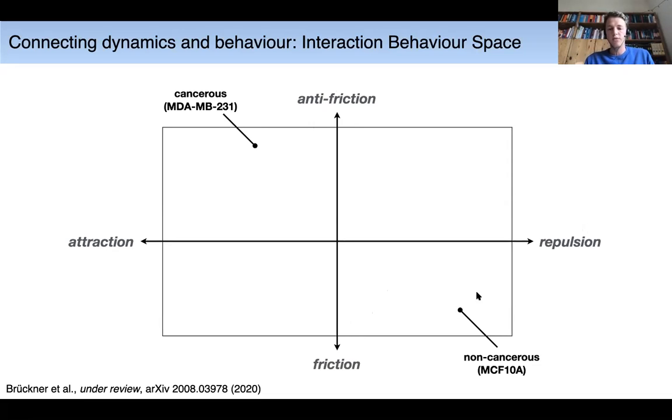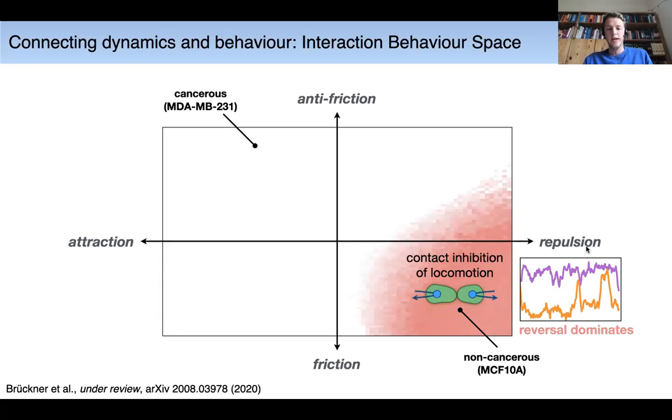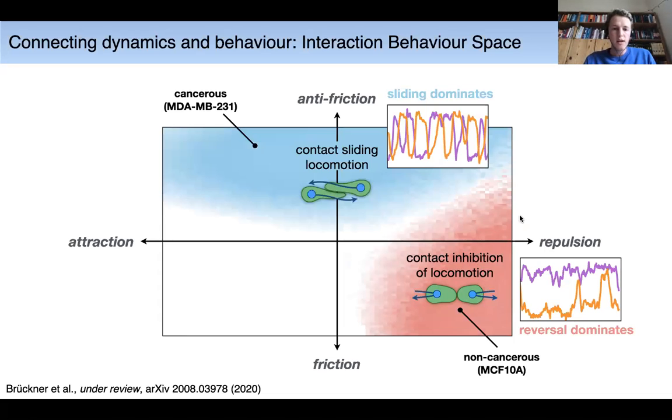And so we could actually run simulations with, for example, combining a frictional and a repulsive interaction. And in all these cases, we find that reversal events dominate this entire region here. And so we call this a contact inhibition of locomotion behavior. However, if we put in an anti-friction into our model, regardless of the parameters, we always find that the sliding events dominate. And we call this contact sliding locomotion, which is also in line with the fact that we found that the cancerous cells are somewhere up here.